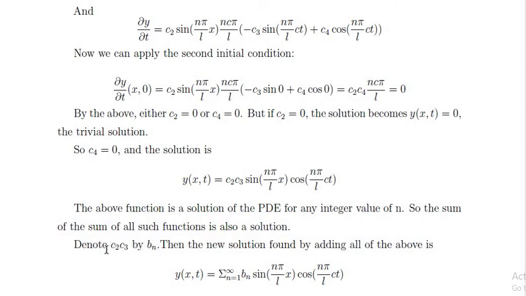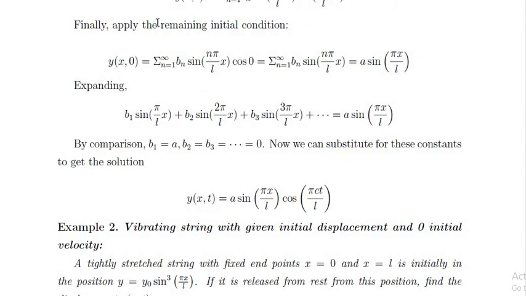So you denote c2 c3 by another constant Bn. Then the new solution found by adding all the above is y of xt equal to sigma n equal to 1 to infinity Bn sin of n pi by L x cos n pi by L ct. Finally, we will apply the remaining initial condition, that is y of x0 equal to a sin pi x by L, that is given.